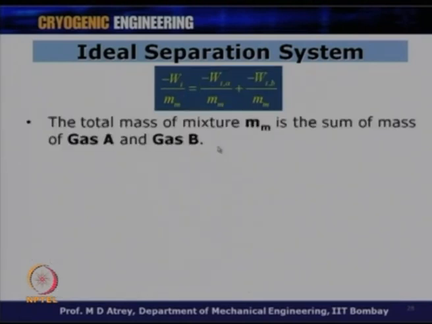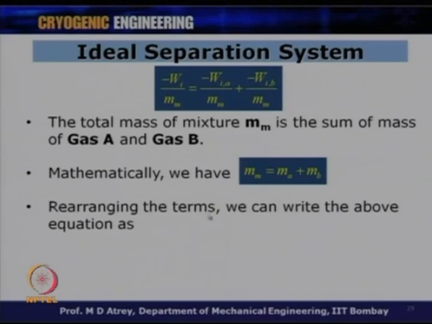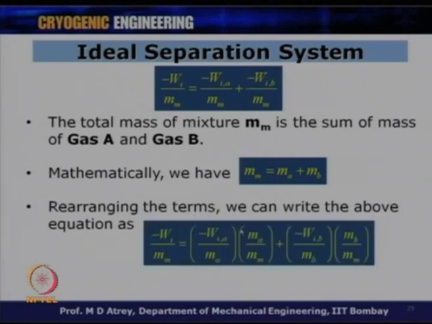So, this is what we have just seen. The total mass of the mixture is the sum of gas A and gas B. We can write m is equal to nothing but Ma plus Mb. Absolutely clear till now. Rearranging the terms, now I am just writing these terms in a different format as given here. So, Wi by mm is equal to Wi upon Ma.